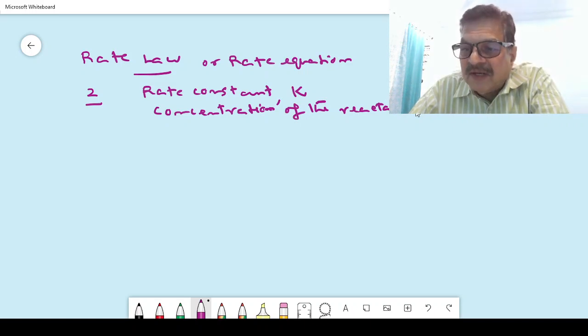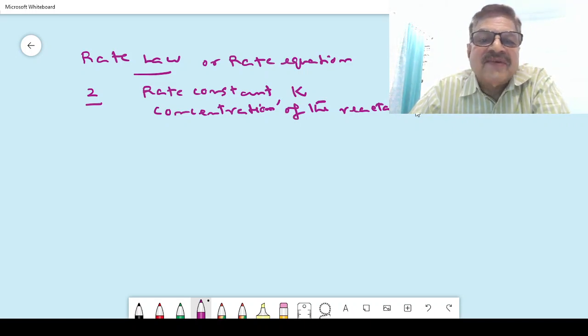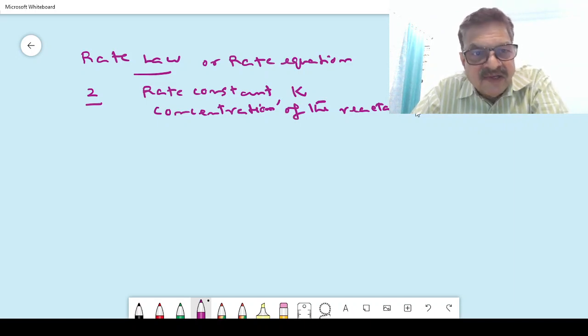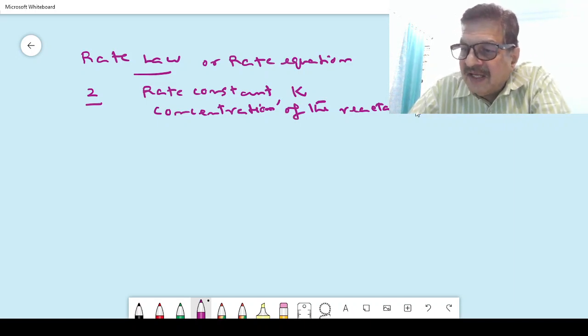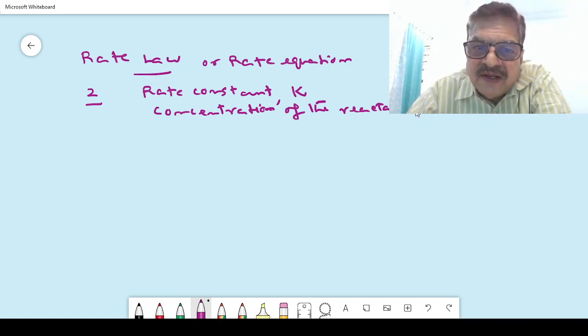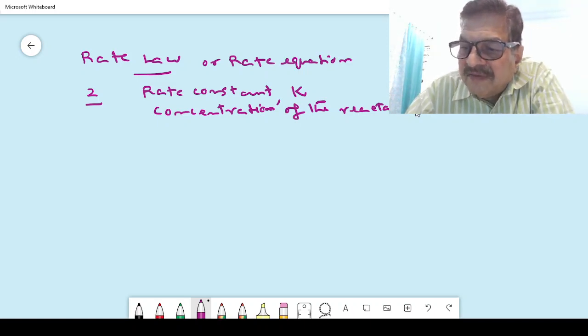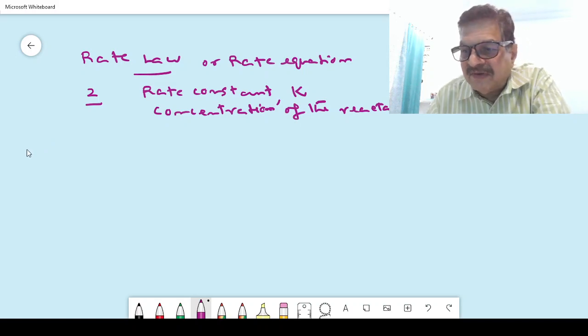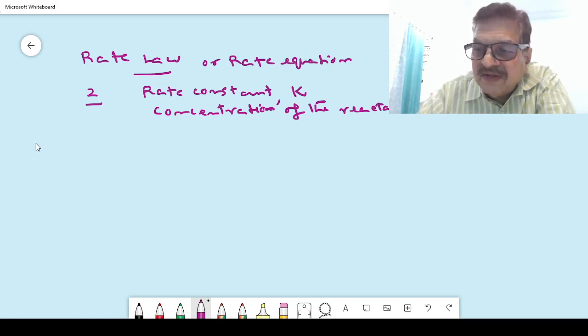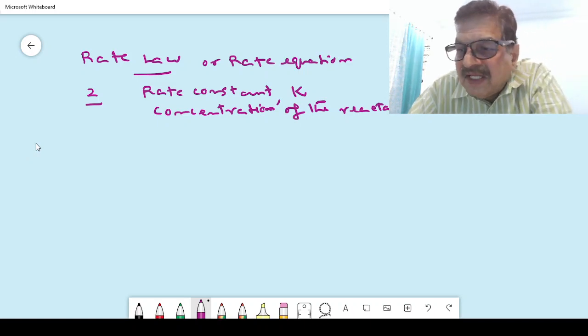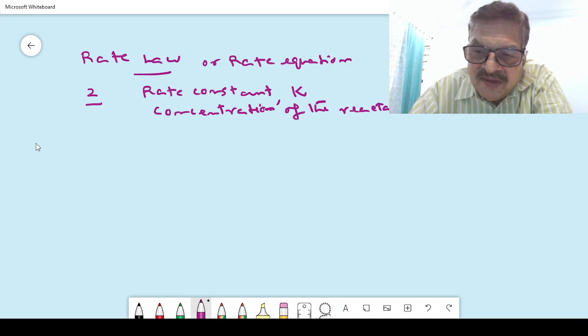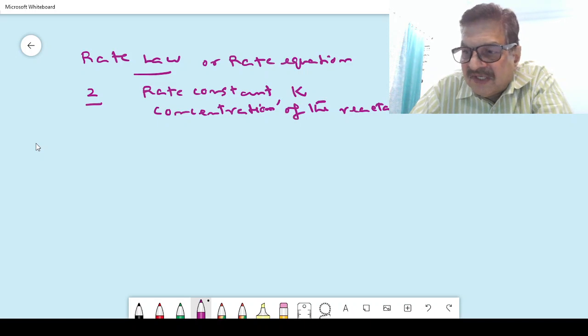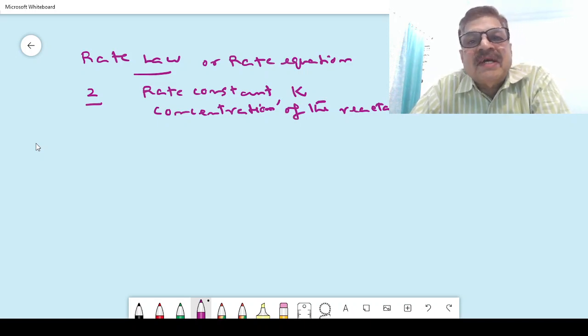Rate constant means it is a fundamental characteristic of a reaction. Correct. Now this rate constant K will take into account the dependence of the reaction rate on temperature and the energy of activation. So the rate constant K is a fundamental characteristic of any reaction, and it takes into account how the reaction rate depends upon the temperature and energy of activation. We have seen EA.